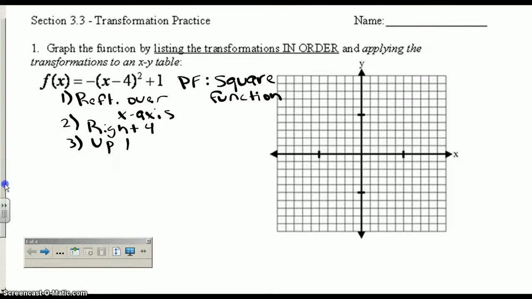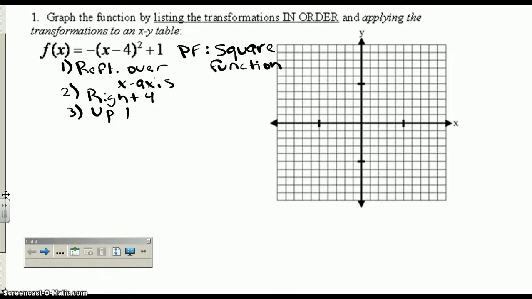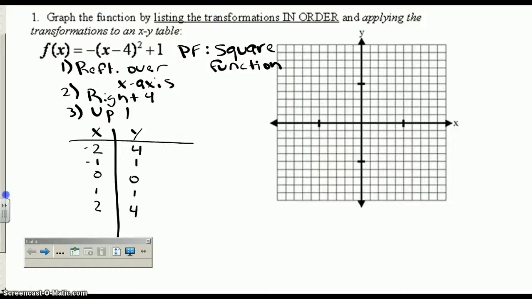Next I'm going to create an XY table with the points that I know are on the original parent function, and I just showed that on the last page. So I have negative 2, negative 1, 0, 1, 2. And that comes out to be 4, 1, 0, 1, 4. So now I have my original points on my original parent function. And I'm going to show you what I do to these points based off the transformations.